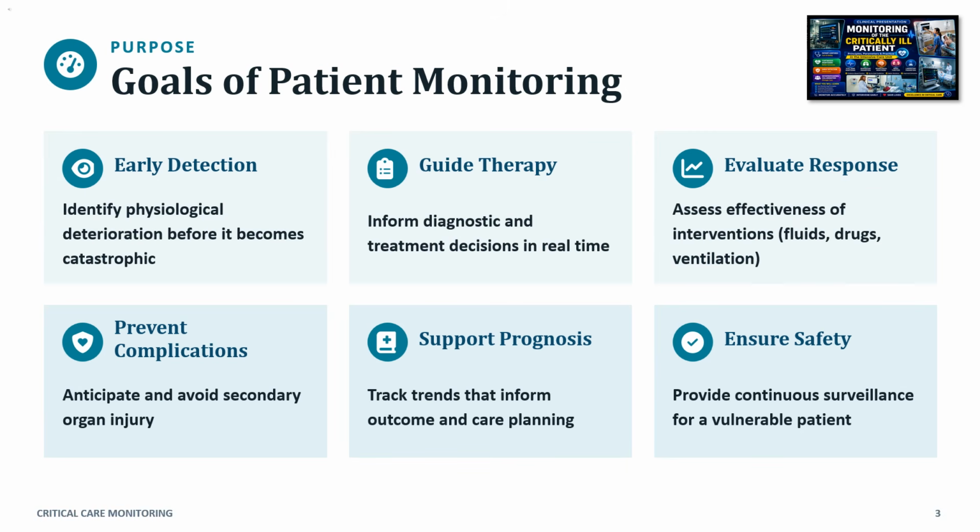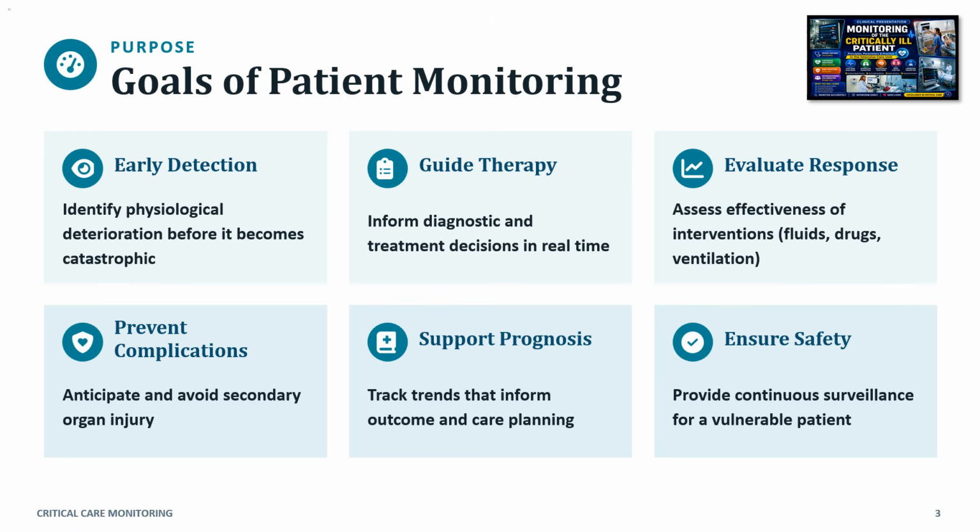Purpose. Goals of patient monitoring. 1. Early detection. Identify physiological deterioration before it becomes catastrophic. This allows prompt intervention before irreversible damage occurs. 2. Guide therapy. Inform diagnostic and therapeutic decisions in real time. This ensures treatment is based on current patient needs rather than assumptions. 3. Evaluate response. Assess effectiveness of interventions: fluids, drugs, ventilation. This helps determine if therapy is working or needs adjustment.